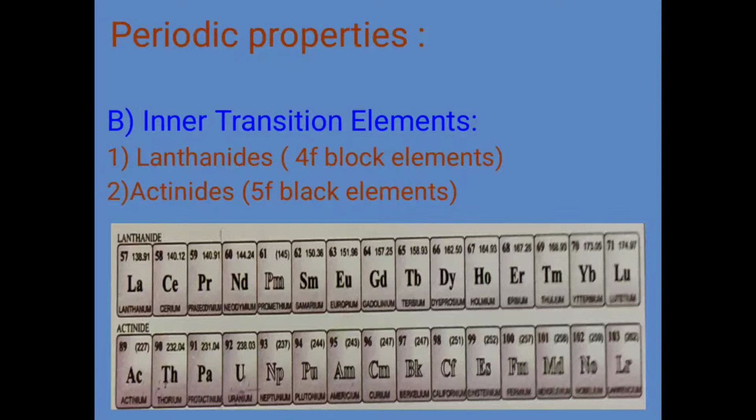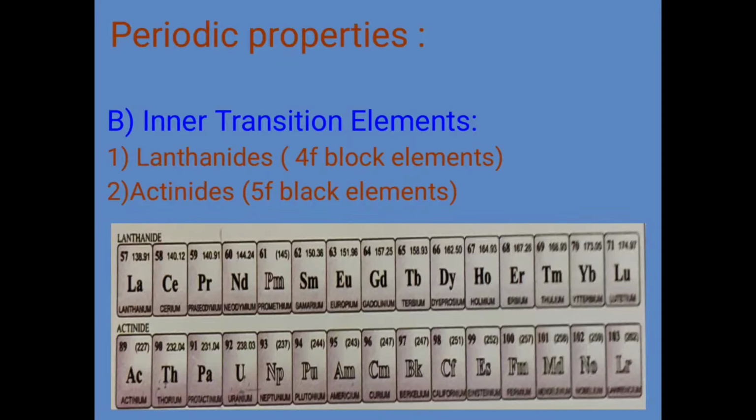Second, actinides. Actinides are also called the 5f block elements. In these elements, 5f orbitals get filled gradually. These are also 14 elements from Th, thorium, to Lr, and are placed separately at the bottom of the periodic table below the lanthanides.